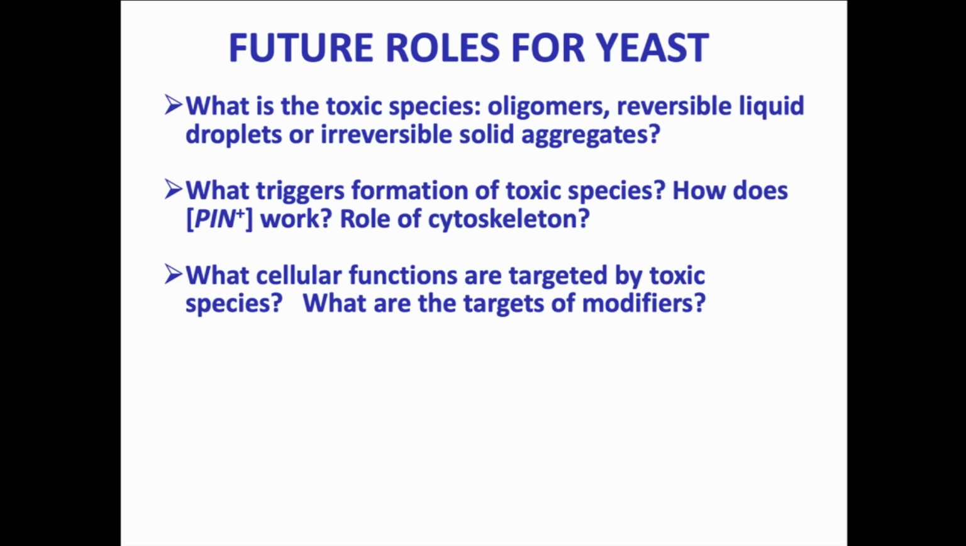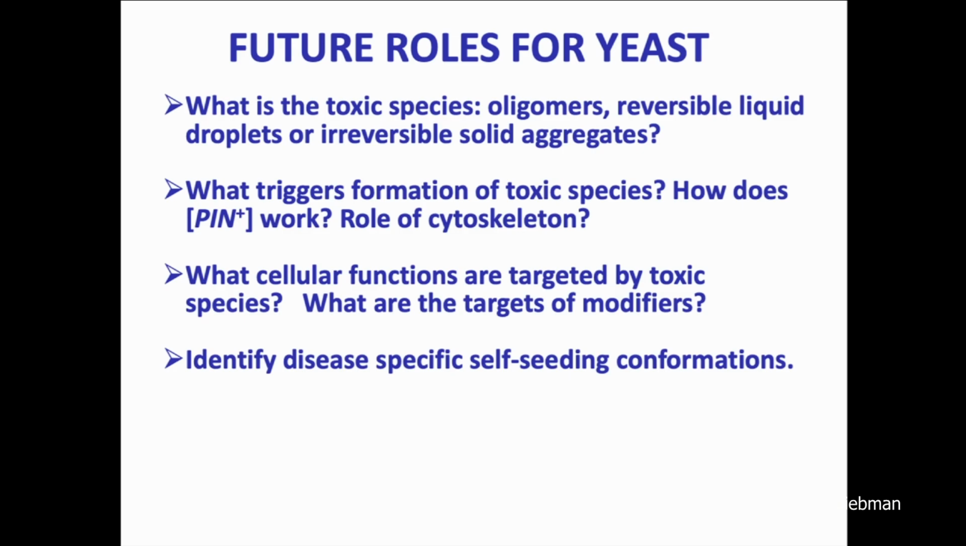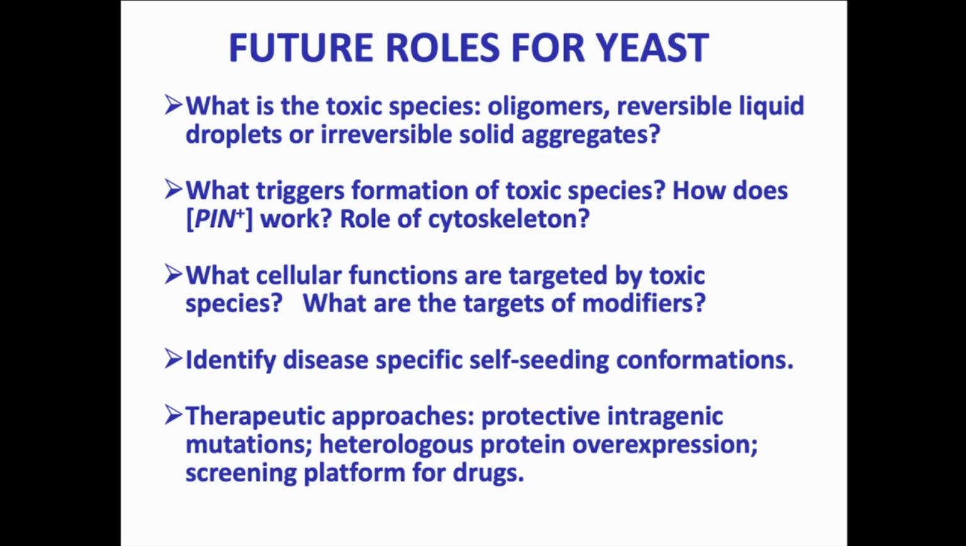We can use yeast to try to look at the cellular functions that are targeted by the toxic species. Again, the existence of the modifiers identified in yeast should be very useful. To identify specific self-seeding conformations, particularly of TDP43 that's associated with so many different types of diseases, by isolating seeds from different patients with different diseases. And finally, in therapeutic approaches, isolating protective intragenic mutations in the proteins that prevent simultaneously expressed wild-type protein from aggregating, looking for heterologous proteins that rescue by overexpression, and setting up a screening platform for drugs.